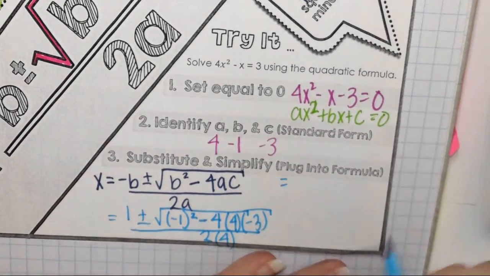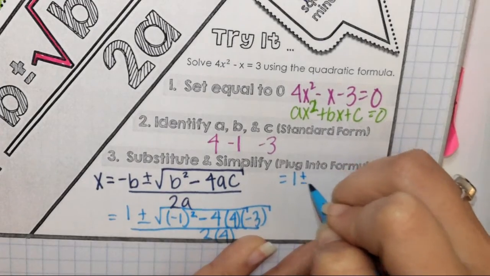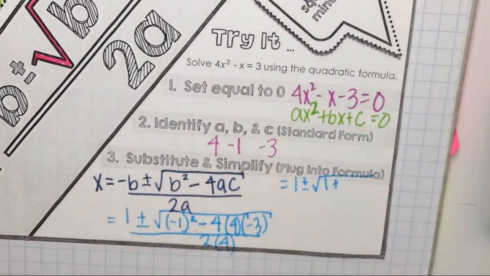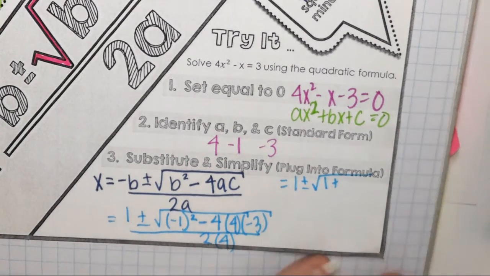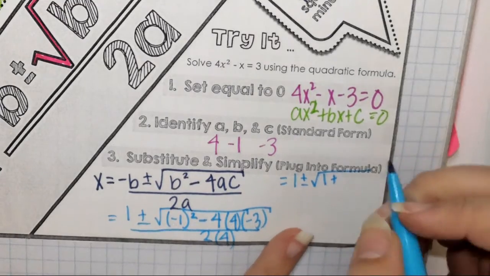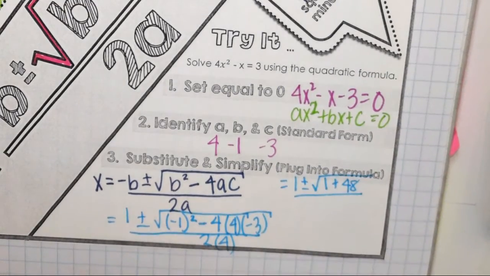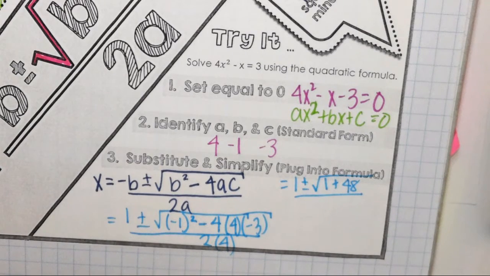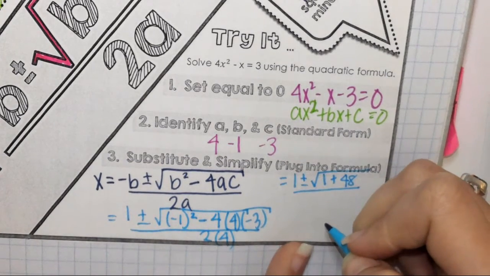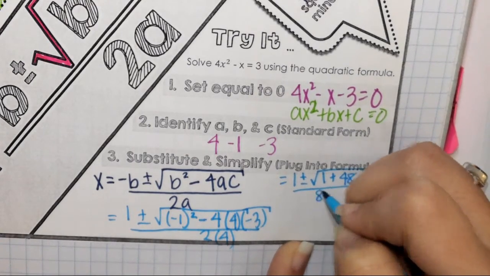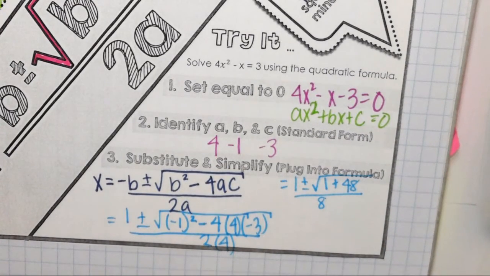Alright, what's negative 1 squared? 1. Alright, what's negative 4 times 4? Negative 16. And what's negative 16 times negative 3? Positive 48. Divided by what? 2 times 4, which is 8.